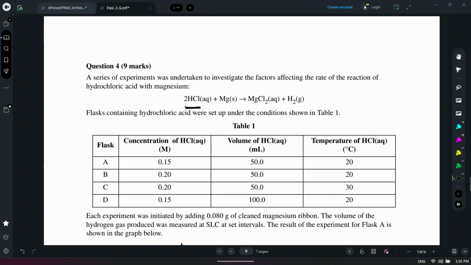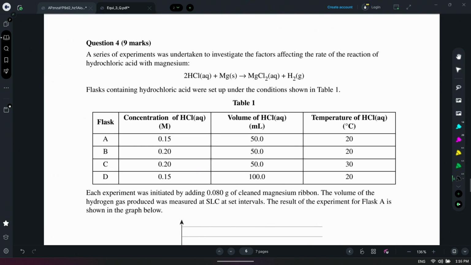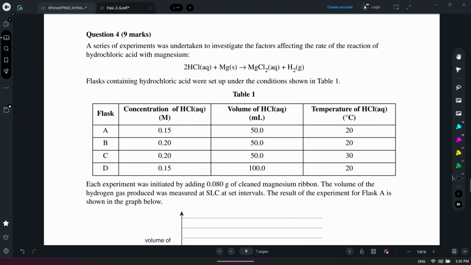In this chemical reaction, as we discussed earlier, hydrochloric acid reacts with magnesium to form magnesium chloride and hydrogen. Then what are we trying to do? This time we have different conditions. In flask A, the concentration of acid is 0.1 M, the volume of hydrogen is 50, and the temperature is 20. In B, we have changed the concentration. We are collecting the same volume, and the temperature is constant.